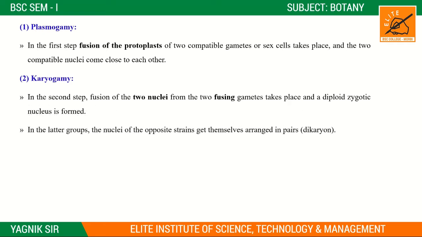In the later groups, the nuclei of the opposite strands arrange themselves into pairs. Here two strands, that means two different strands, are present.